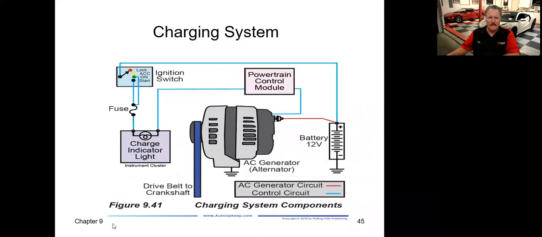Okay. This is a charging system here. This is called an alternator, and this is what recharges the battery once the vehicle is started. It keeps the battery at 13.5 to 14.5 volts while it's running. If this alternator goes out, of course, your battery is going to go dead. This is just a basic charging system circuit right here.